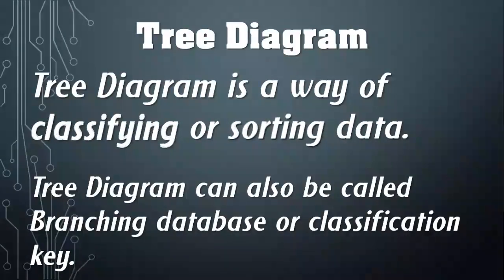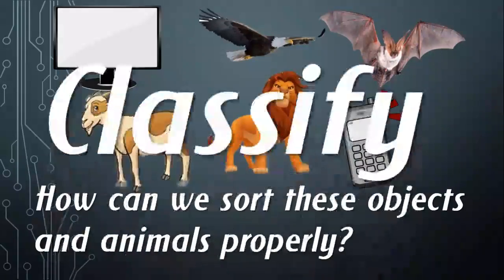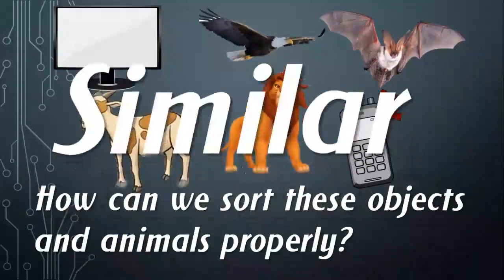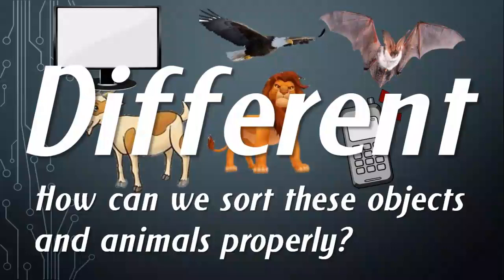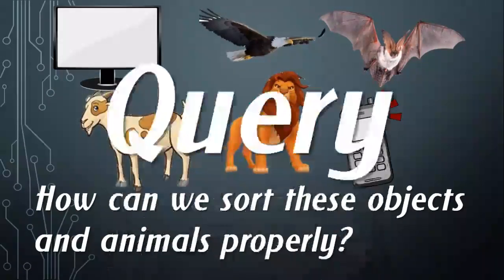Tree diagram can also be called branching database or classification key. So let's look at this. Here are some animals and devices here. How can we classify these into groups where we will have some similar, we'll have some different? We'll be differentiating them using questions. And to do so, remember questions in database are called query. So basically we'll be querying them.